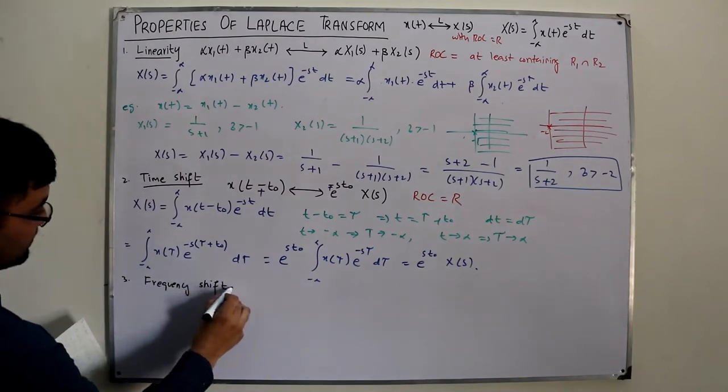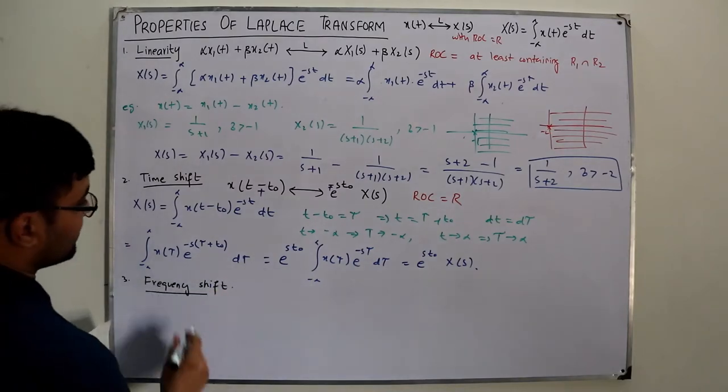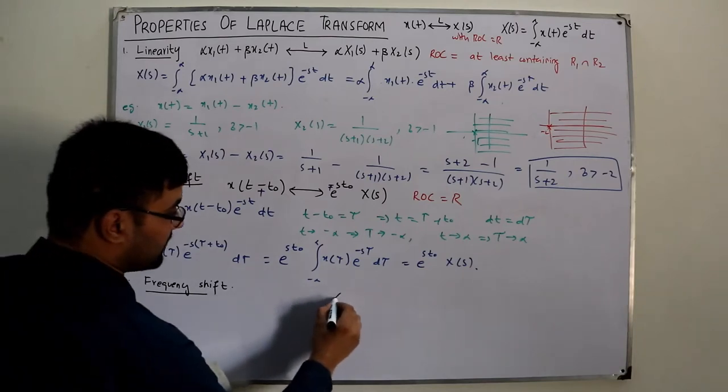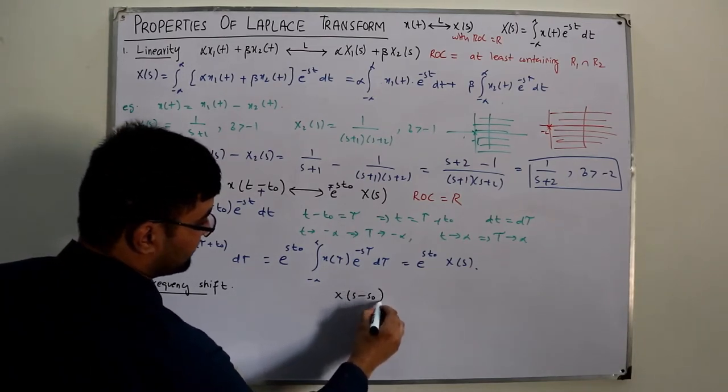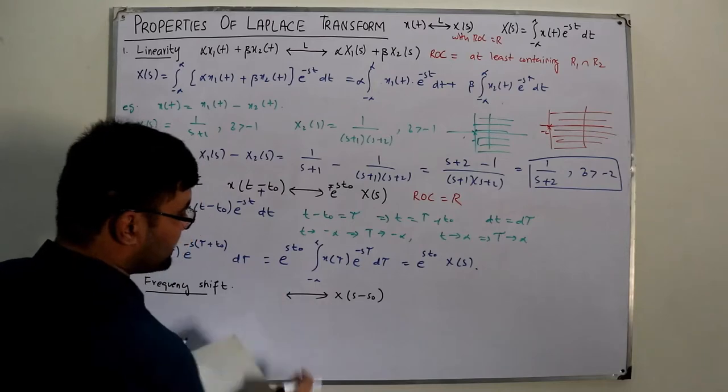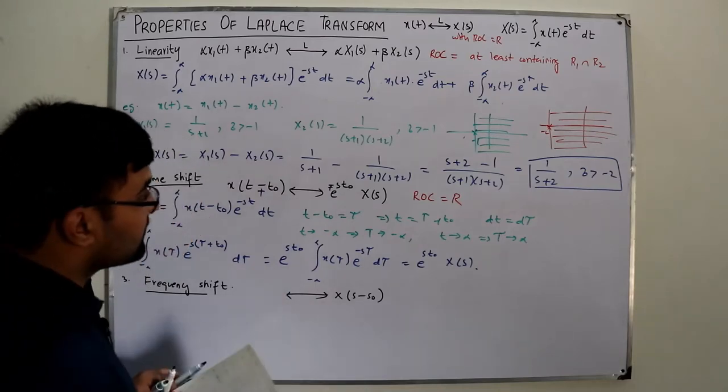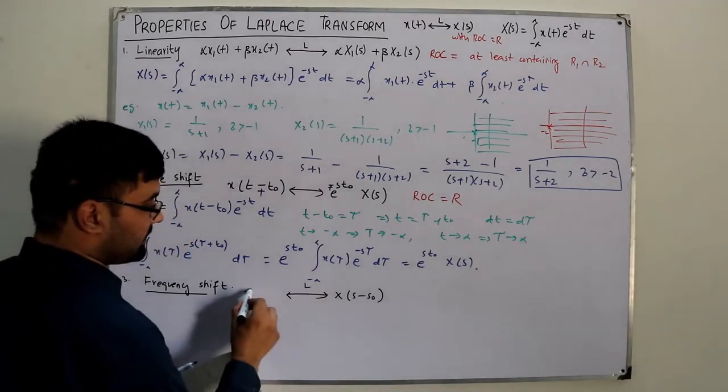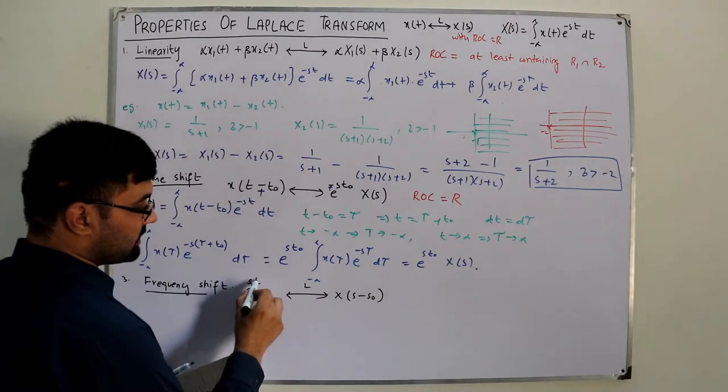The frequency shift, which means now if I have an x of s minus s naught, what would be the effect on the signal? Now you would have to multiply this by exponential of s naught times t.